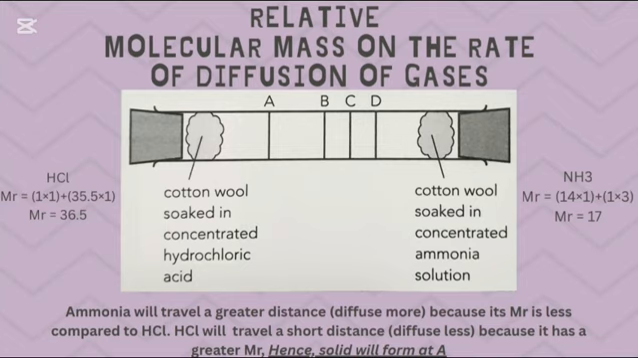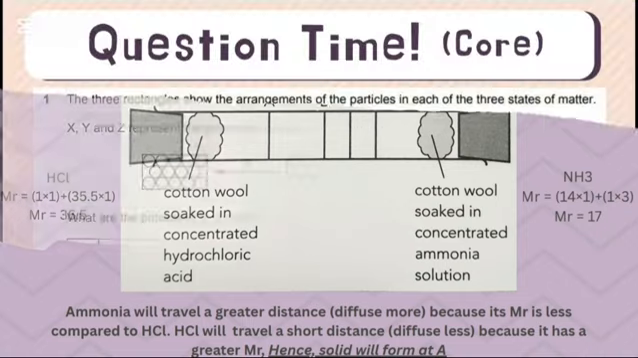on the right side. The molecular mass of HCl is 36.5, and the molecular mass of NH3 is 17, which means that hydrochloric acid has a greater molecular mass, so it will travel a shorter distance compared to ammonia. Hence, solid will form at A.